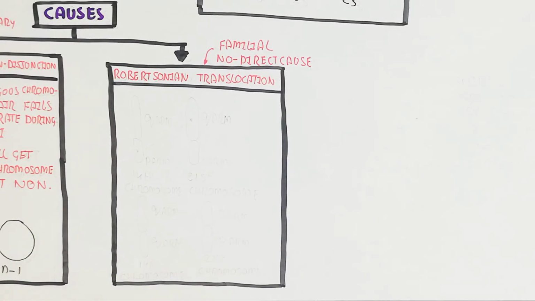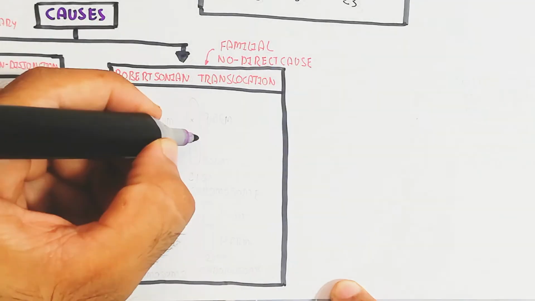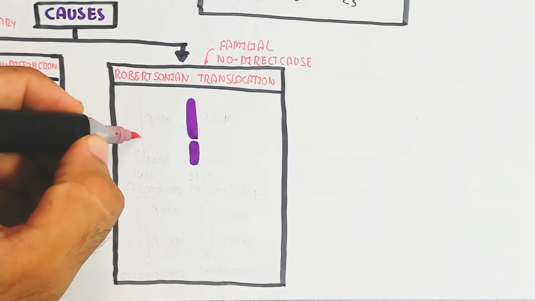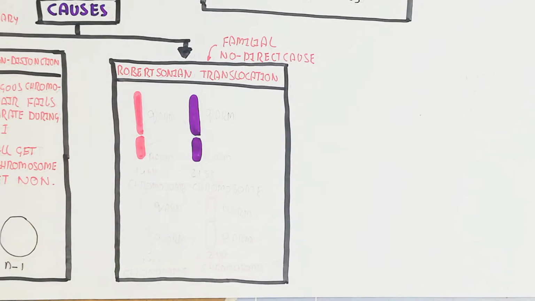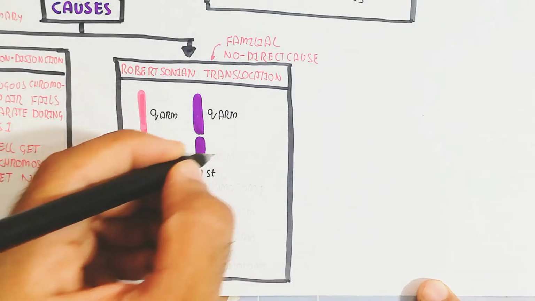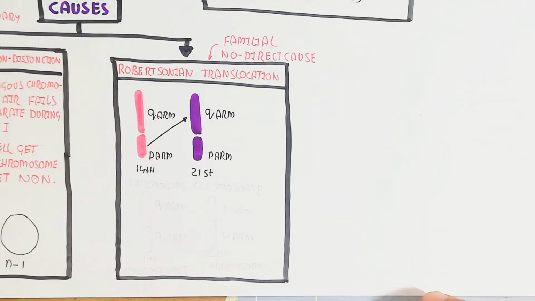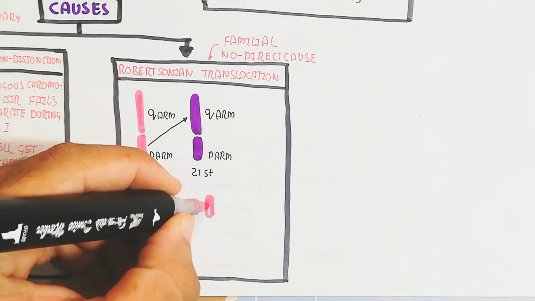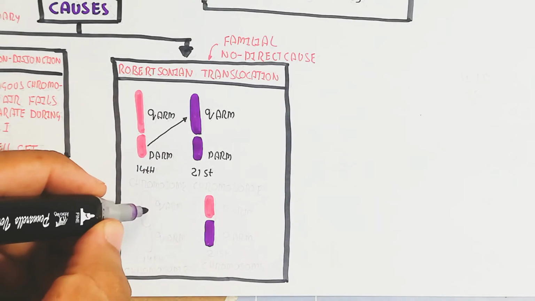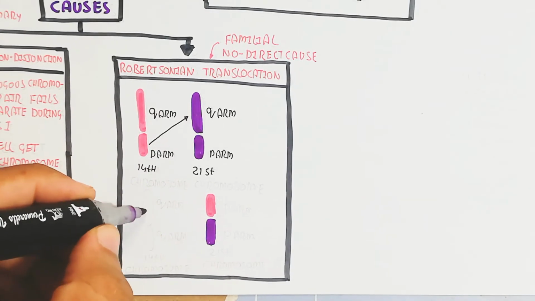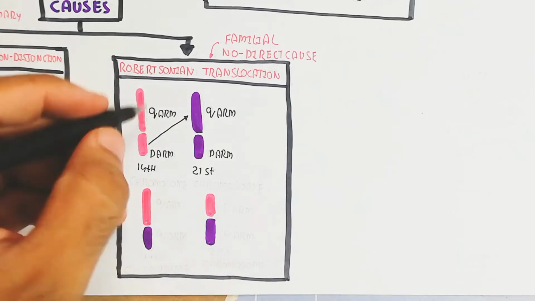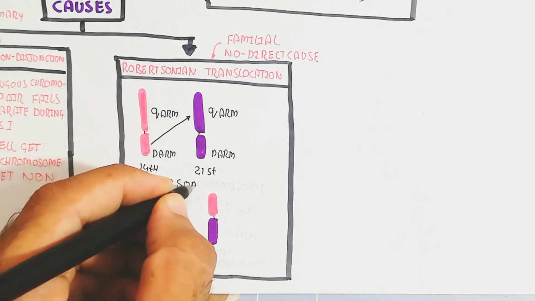But on the other hand, in the Robertsonian translocation, the 14th chromosome and the 21st chromosome are involved in an interchange. This interchange means translocation. Translocation means the location will be changed from the chromatin. So here the P arm will transfer to the Q arm side, and this Q arm side will transfer to the 14th chromosome. This interchanging produces the Q arm in the 14th chromosome, and the 21st chromosome contains the P arm.